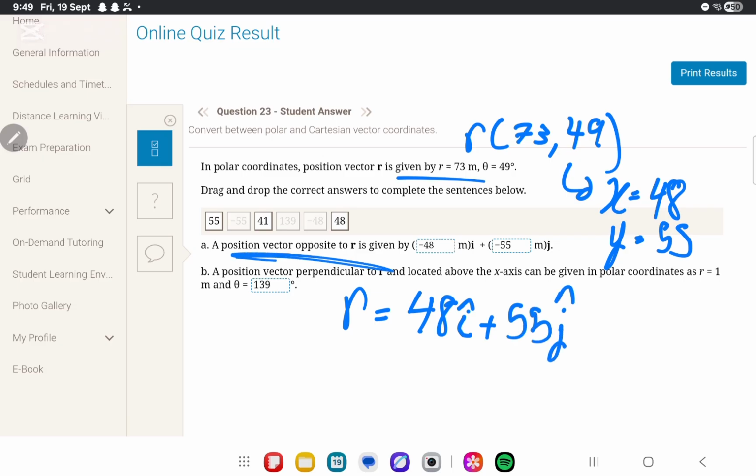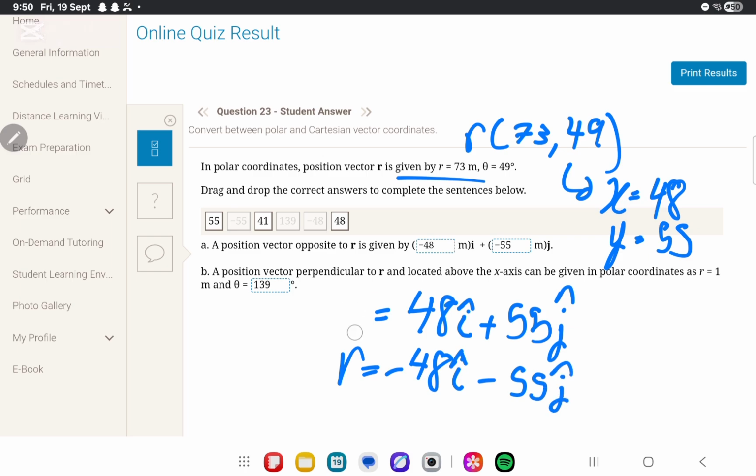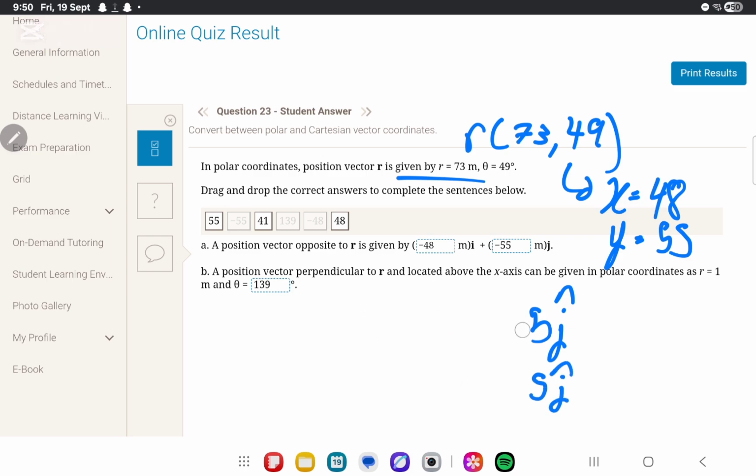Okay, now they want the vector opposite to r. So it's going to be negative 48i plus or minus 55j. Done, this is your answer. Now, a vector perpendicular to r and located above the x-axis can be, okay.